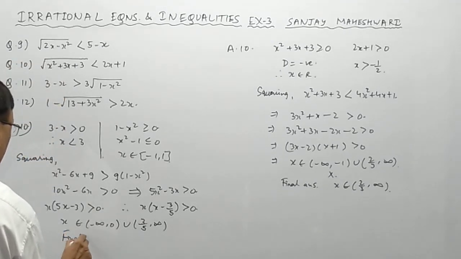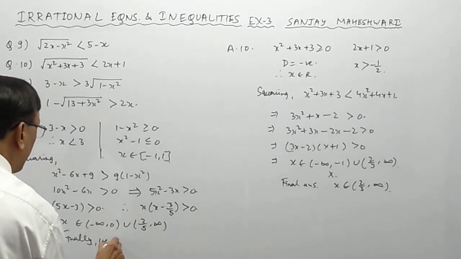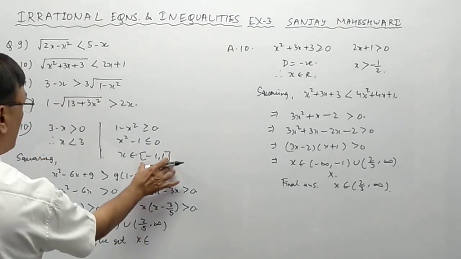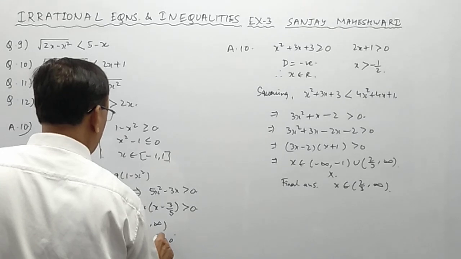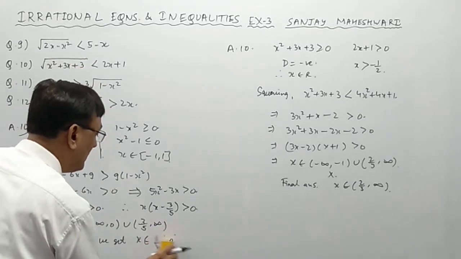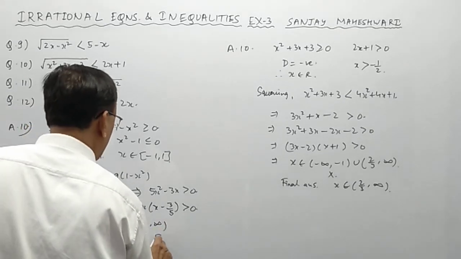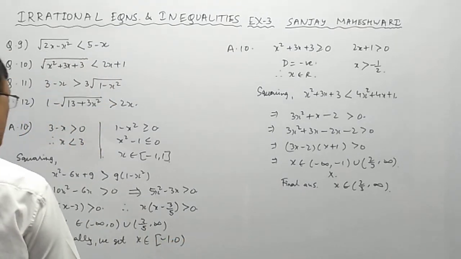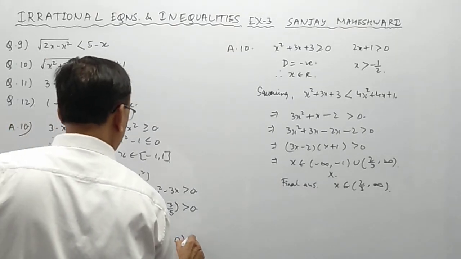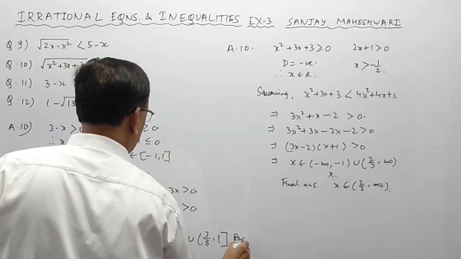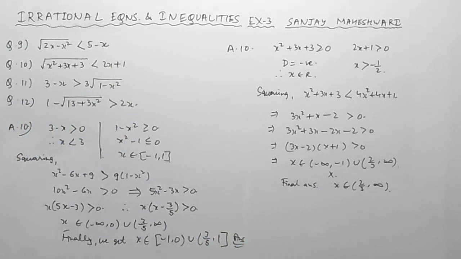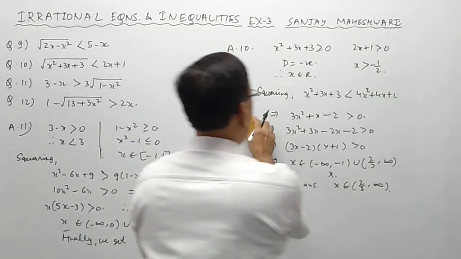Finally we get x belongs to, this is the main condition now, minus 1 to 0, minus 1 will be closed, then union 3 by 5 to 1 closed. This is the correct answer. This is question number 11. Sorry, this was not 10, this was question number 11. Now we'll move on to question number 12.